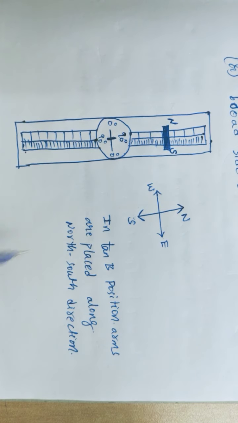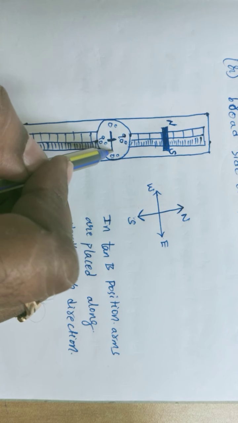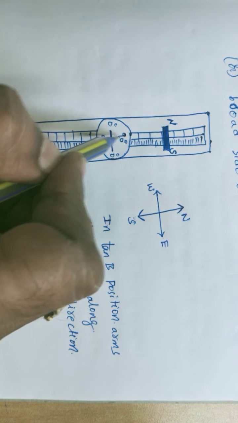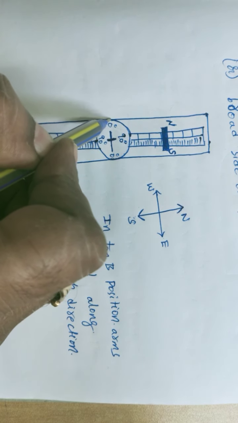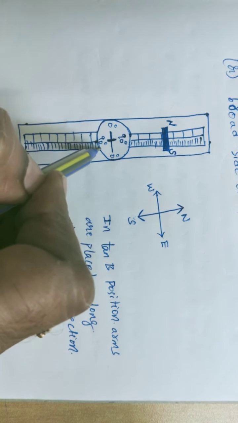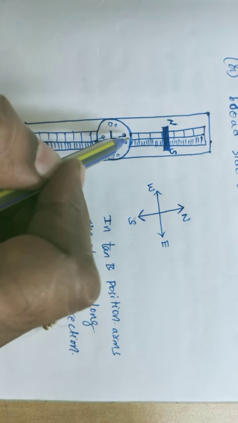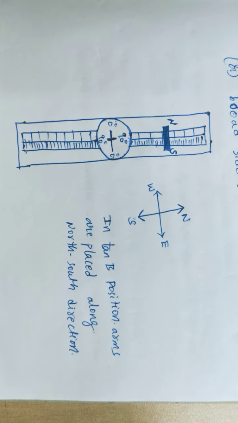Is it clear students? Here also one thing: these aluminum pointers are showing 0 deflection and the needle is showing 90 degrees deflection. In this compass, overall how much angle is present? 360 degrees is present. Between here 0 degrees to 90 degrees, here also 90, here also 90, here also 90. Overall 4 times 90 is 360 degrees we observe.